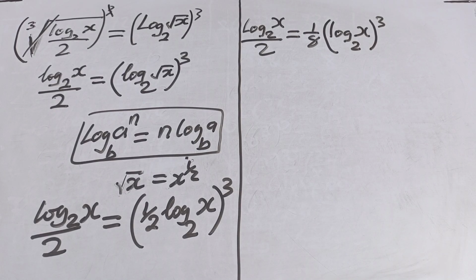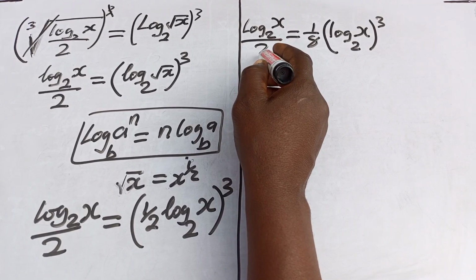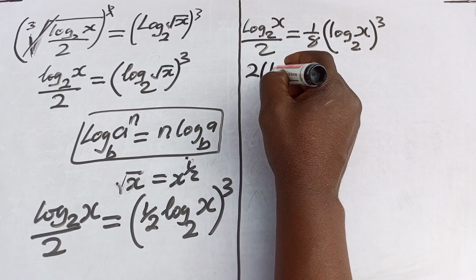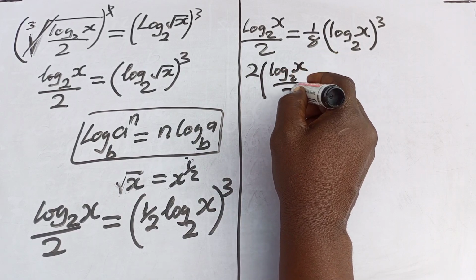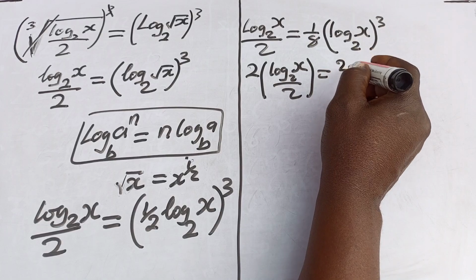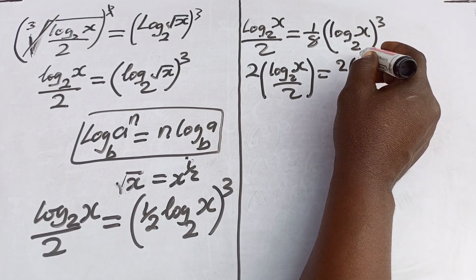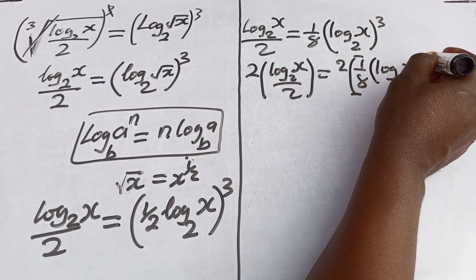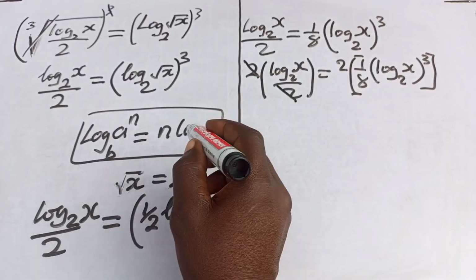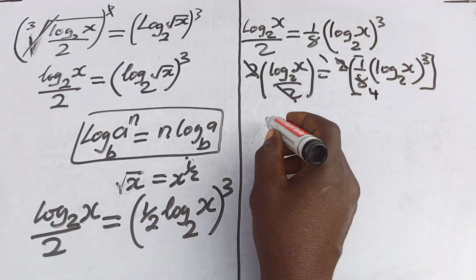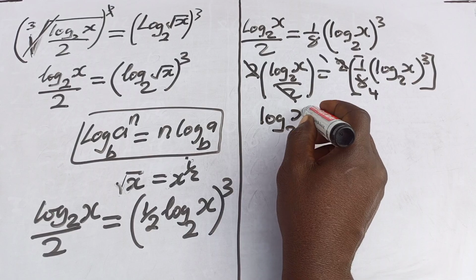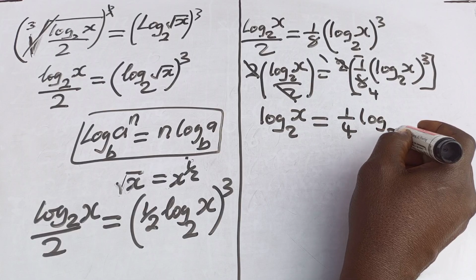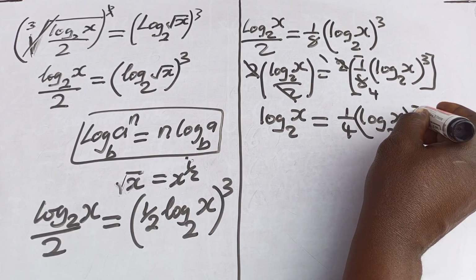Okay, so how do we proceed? We can see that 2 is here. To eliminate this 2, we can multiply both sides by 2. So if we multiply here by 2, log to the base 2 of x all over 2, I will multiply this side also by 2. 2 into 1 all over 8, log to the base 2 of x, cubed. This 2 cancels that 2. 2 here, 1, 2 there, 4. So we have log to the base 2 of x is equal to 1/4 log to the base 2 of x, cubed.